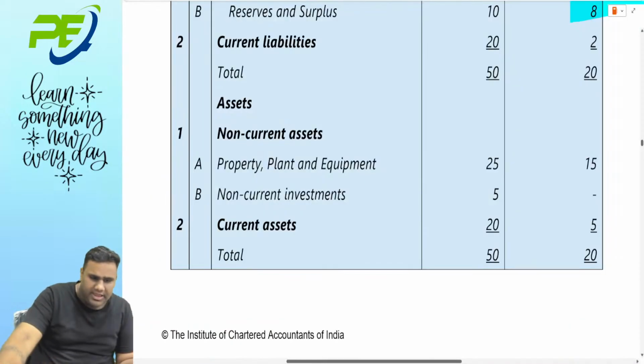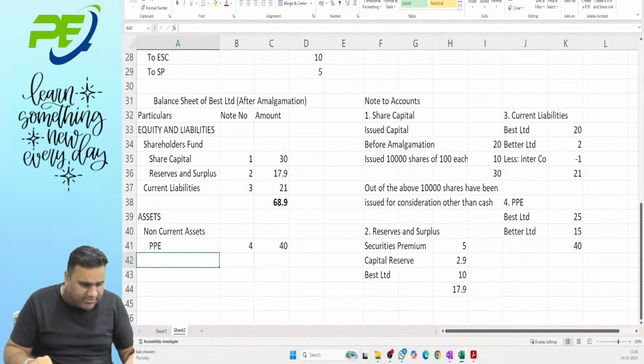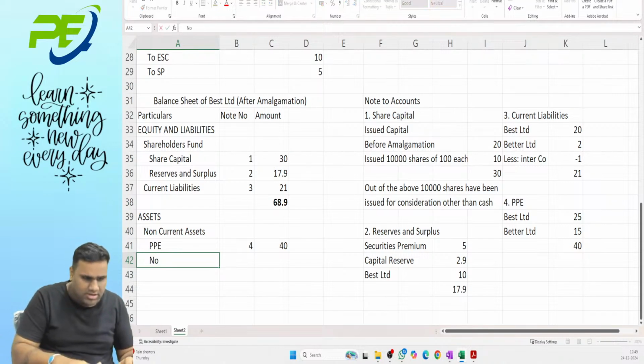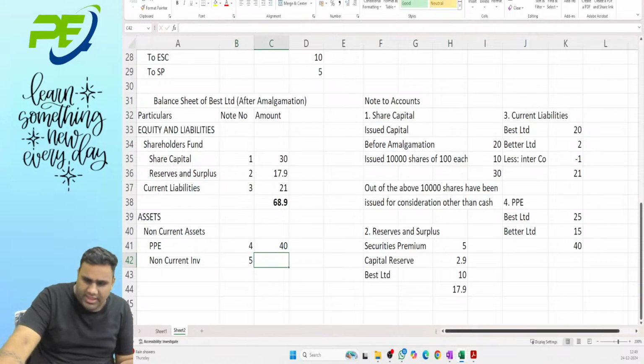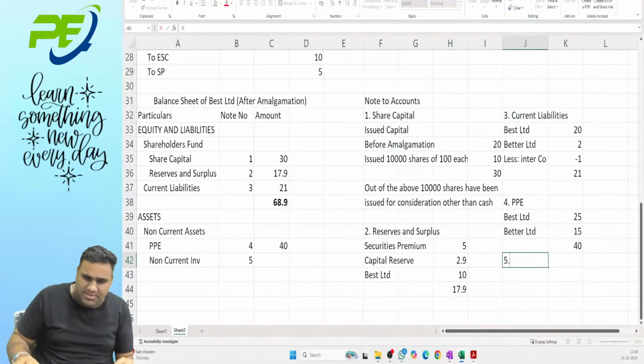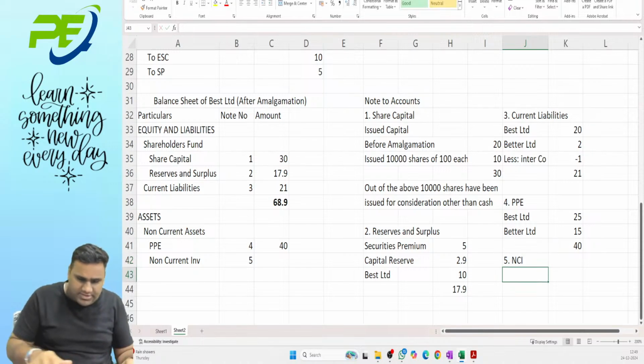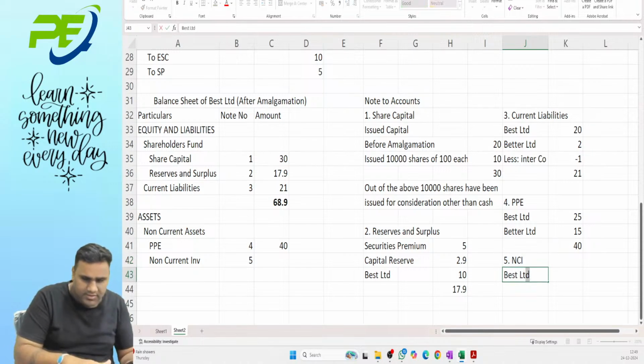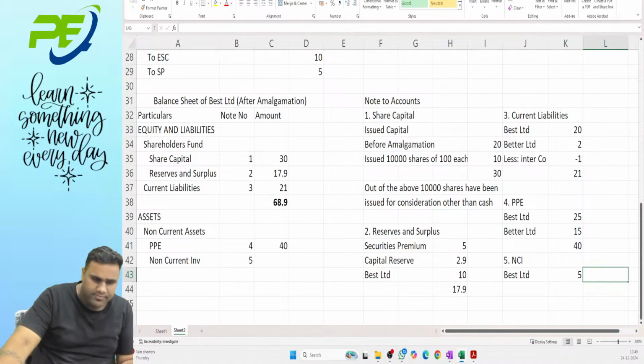Then after PPE, non-current investments. No way. Non-current investment, note number 5. You have to show that it belongs to Best Limited. Non-current investment, Best Limited, 5.